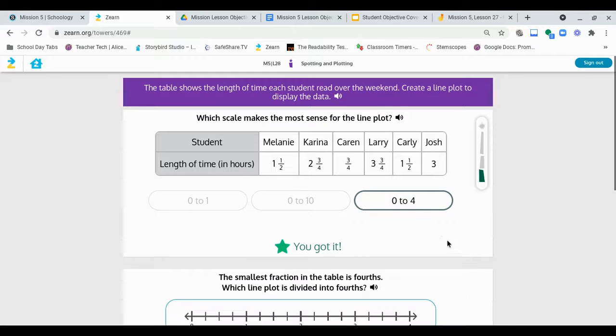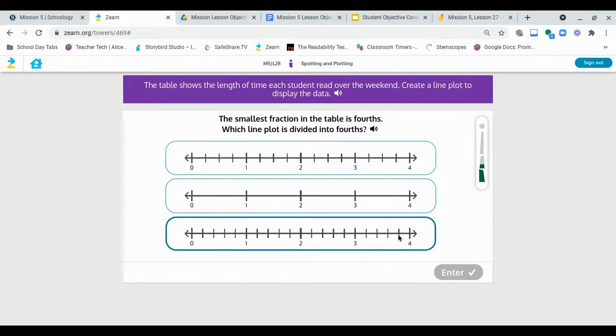Because again, none of the numbers go over 4. Okay, and it says the smallest fraction in the table is fourths, so which line plot is divided into fourths? I look between 0 and 1 here. That has 1, 2, 3, 4. I can automatically tell it's going to be this first one, because it had 4 there.